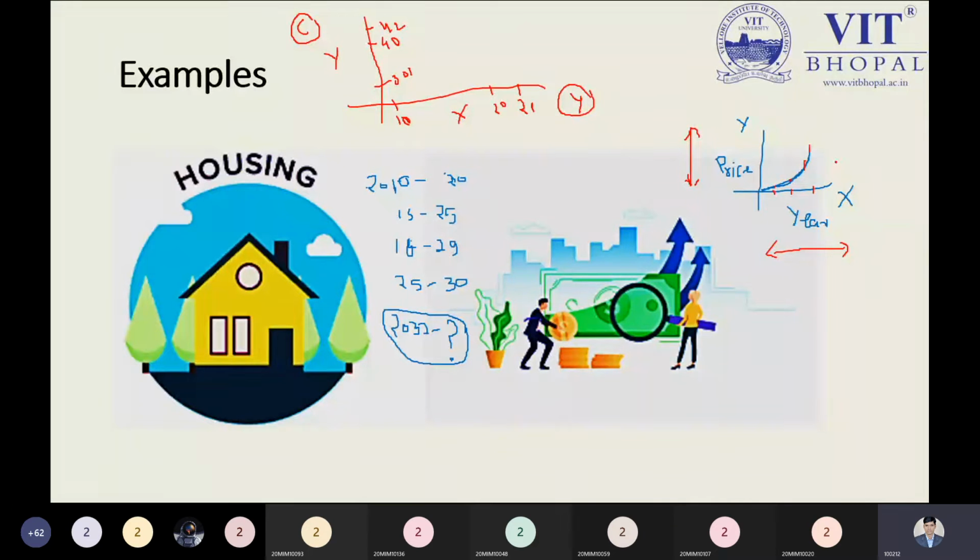What is regression, what is the dependent variable, and what is the independent variable? Now it is clear to all, right? Yes, sir. Okay, any doubt so far?